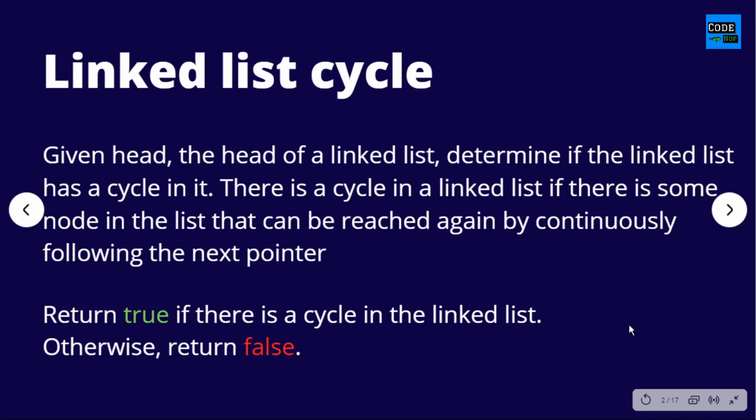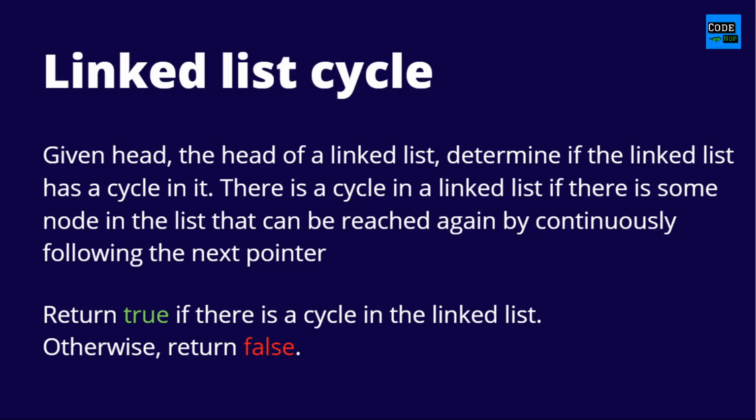Given the head of the linked list, determine if the linked list has a cycle in it. A cycle means, in the sense, there is no end at all. It will go on like that. It will be understandable when you see an example. So we return true if there is a cycle in the linked list, otherwise we return false.